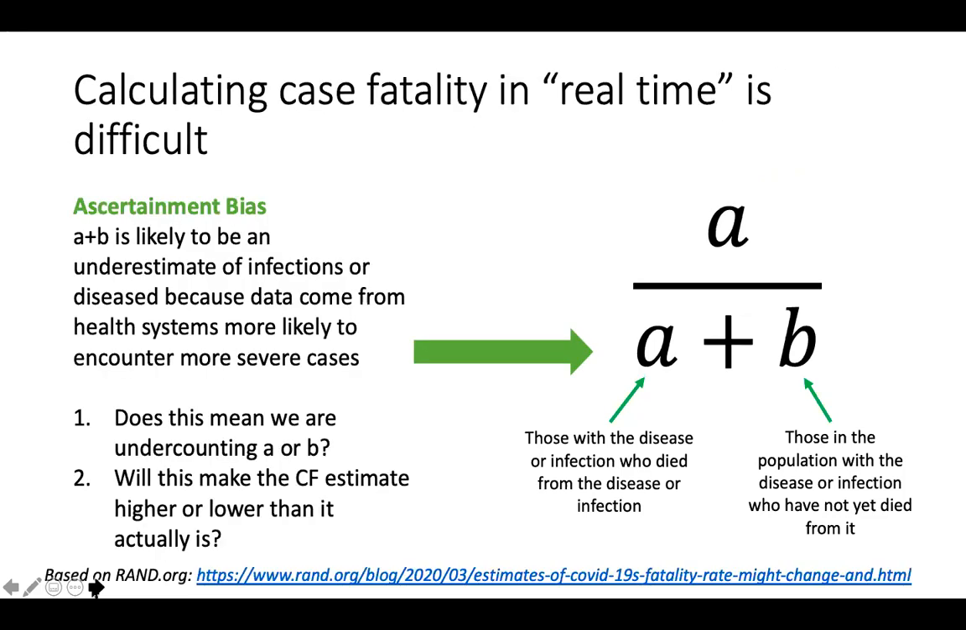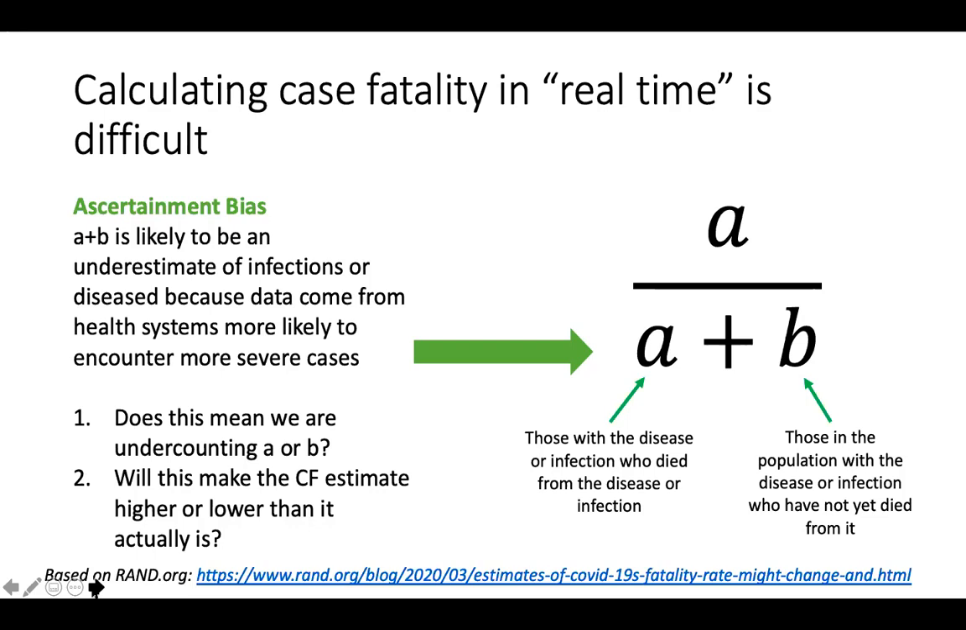What I'm going to share with you now comes from a really great blog post that I reference here from my colleagues at RAND. Right now, in the midst of COVID-19, we're trying to estimate case fatality in real time, essentially. That's challenging for two reasons. The first is called ascertainment bias, where our denominator is likely to be an underestimate of actual infections. What we know about COVID-19 is that a lot of people can develop it and be asymptomatic. That has a lot of challenges associated with it.